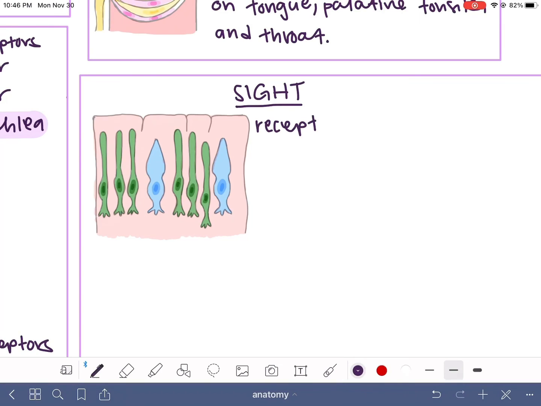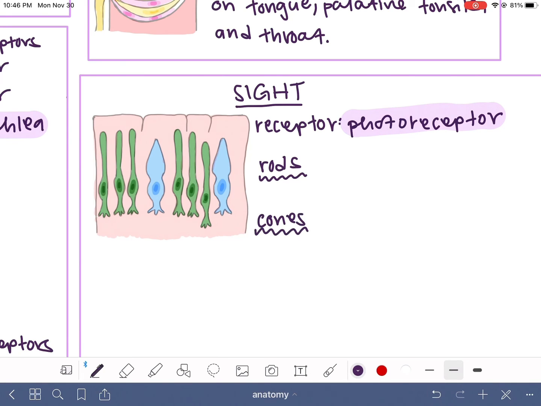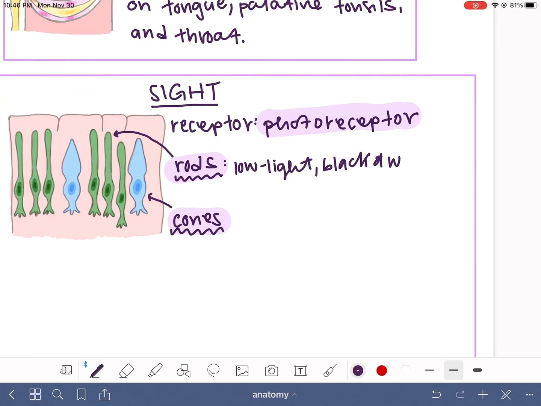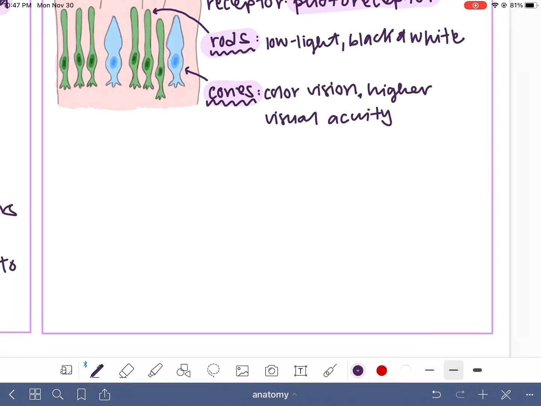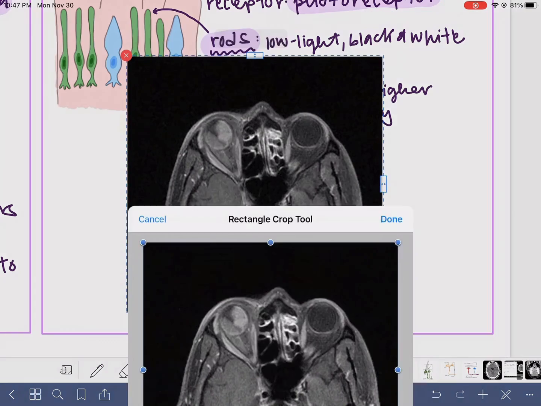And then finally, we have sight. The receptors here are photoreceptors, very specialized types of cell receptors. There are two different ones, rods and cones. It's important to know the difference here. There are a lot more rods in our eyes than there are cones. Rods are good in low light, but they only produce black and white vision, whereas cones are responsible for our color vision, and they have higher visual acuity.